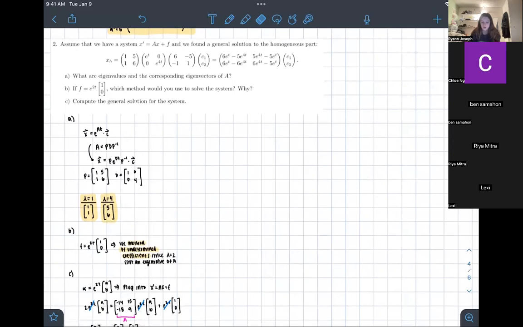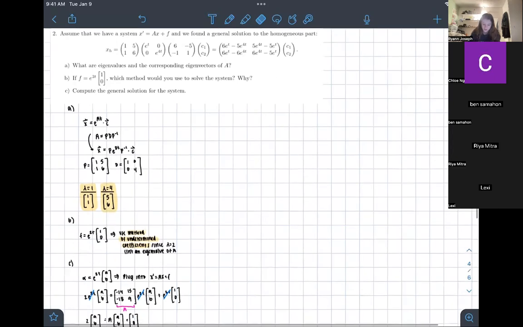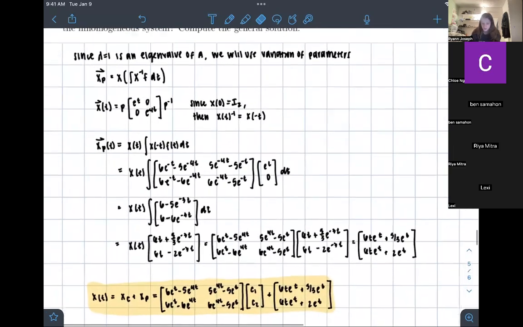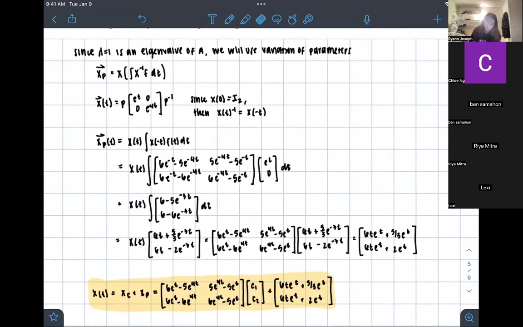this discusses how the f really does determine what method you use. So here the f is e to the 2t, which doesn't overlap with the complementary solution. So we use method of undetermined coefficients. However, if it does overlap, here we have e to the t, since they overlap, we're going to use variation of parameters. And variation of parameters is this equation here. This solves for the particular solution to an equation. You just need x, which is equal to this.